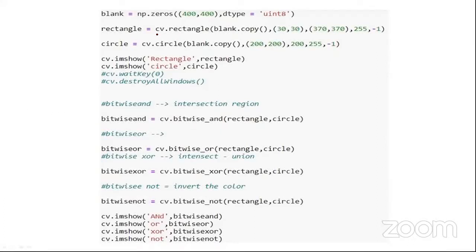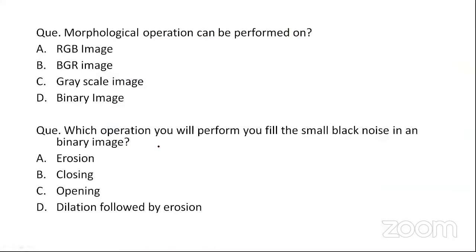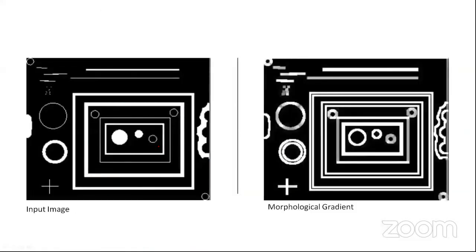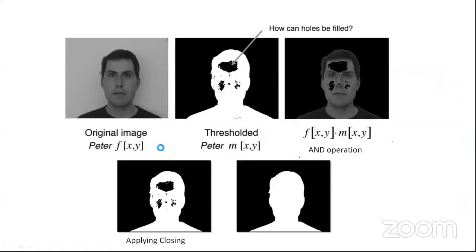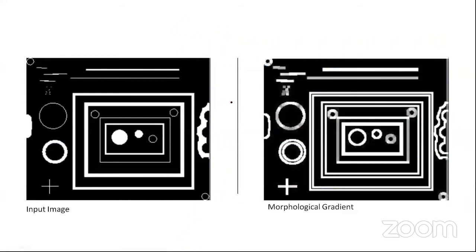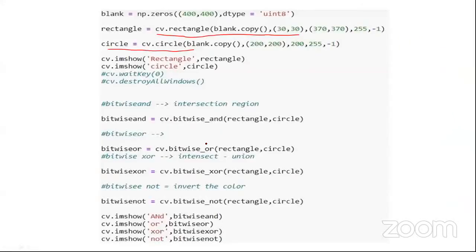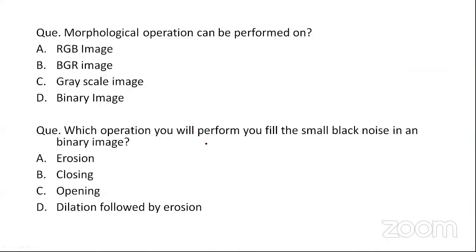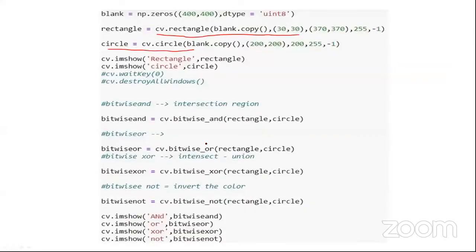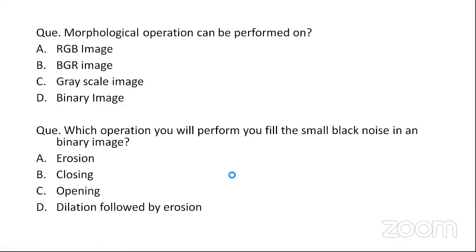This is how we can also draw a rectangle, and this is the way I draw a circle. This is the bitwise operation. I forgot to include the implementation part of the morphological gradient, my bad. You can check the Colab file after that.